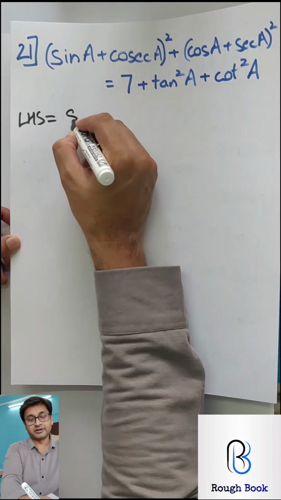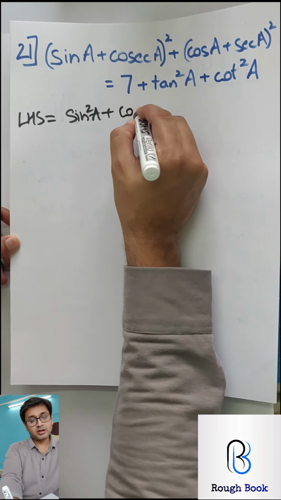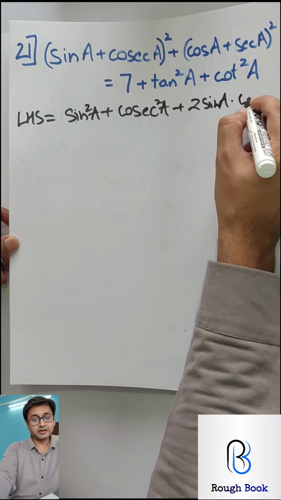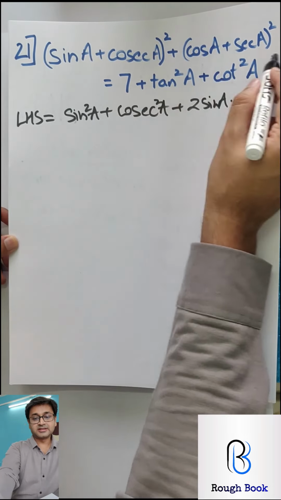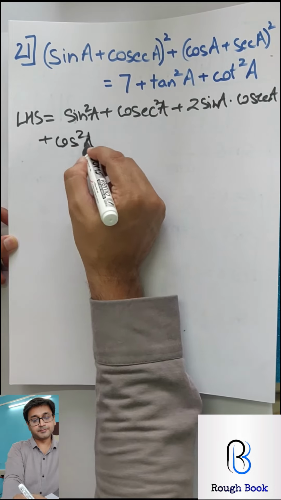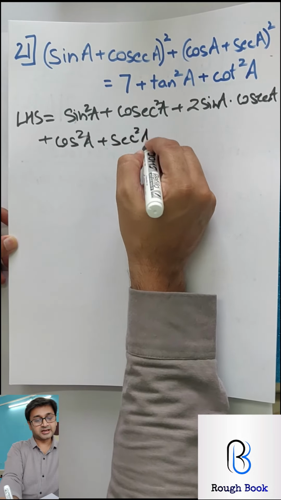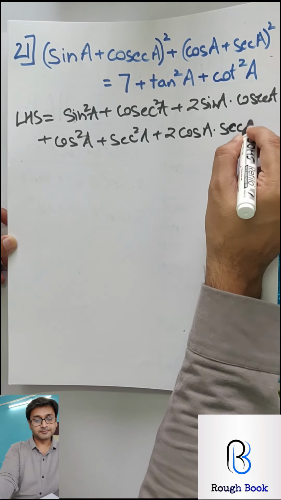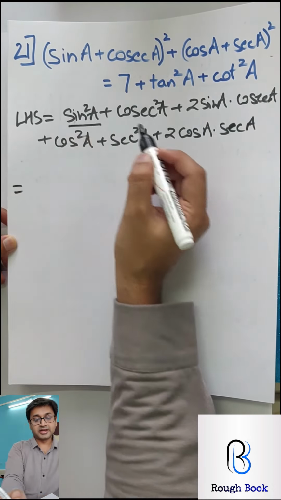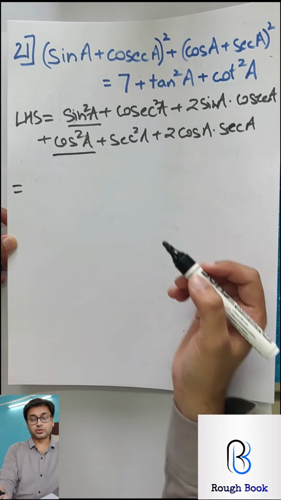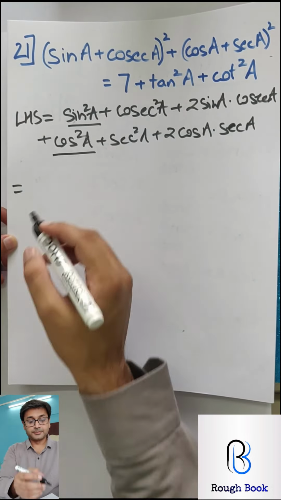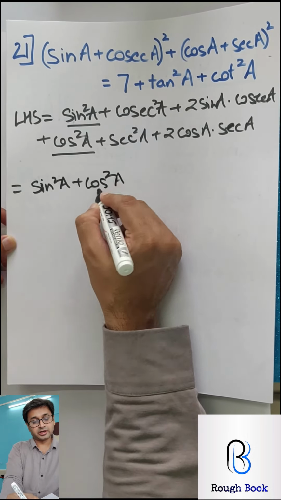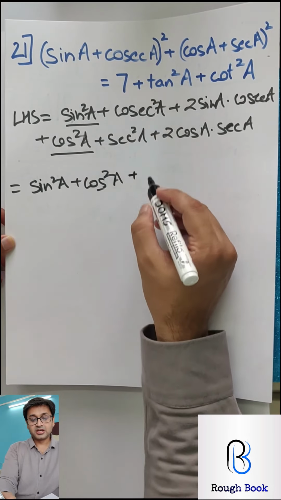LHS, I'm opening this straight away. a square plus b square plus 2 times ab: sin square A plus cosec square A plus 2 times sin A into cosec A. Likewise the second one, cos square A plus sec square A, and 2 times cos A into sec A. Now what happens? Sin square plus cos square becomes what? 1. So I am getting sin square plus cos square together, both of them together, plus cosec square.